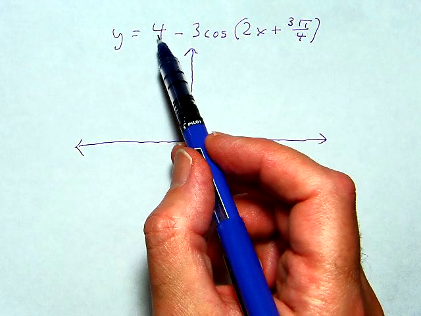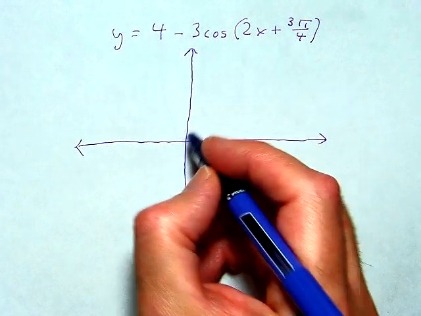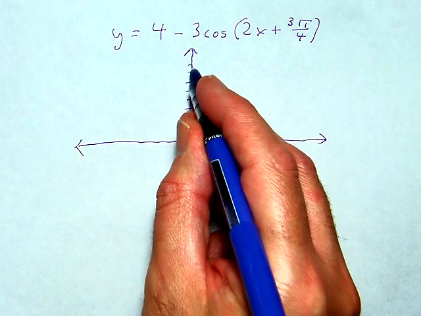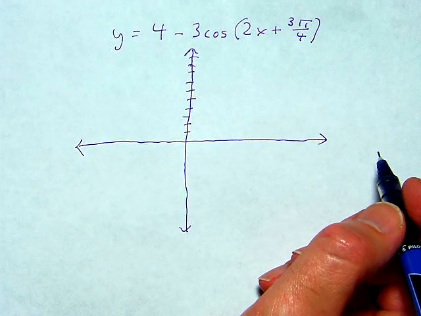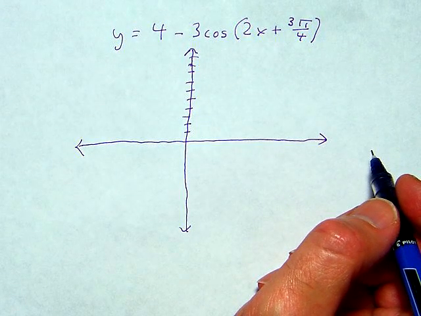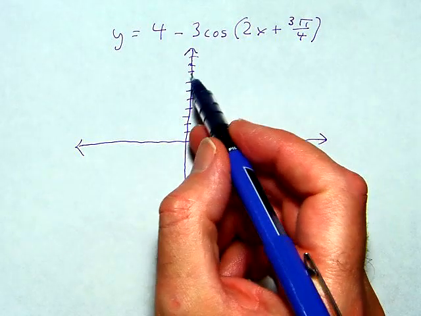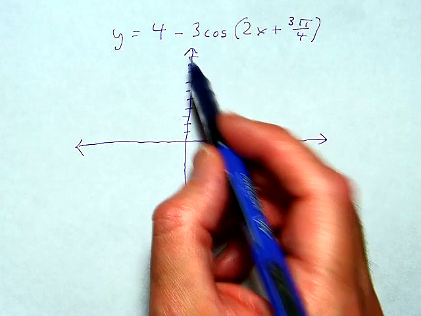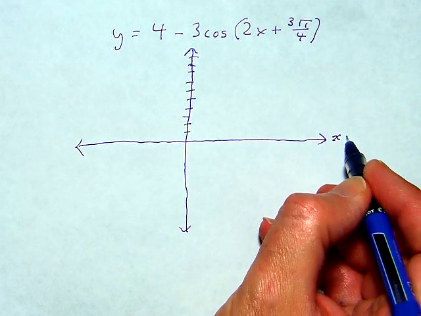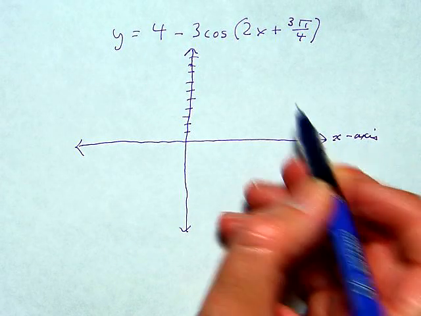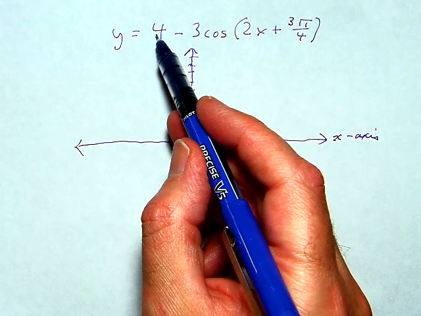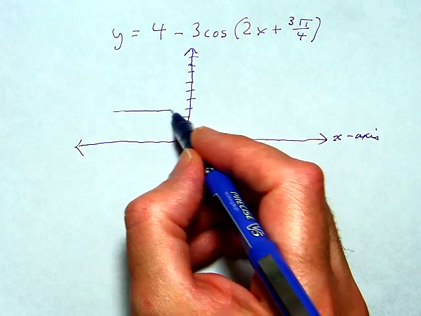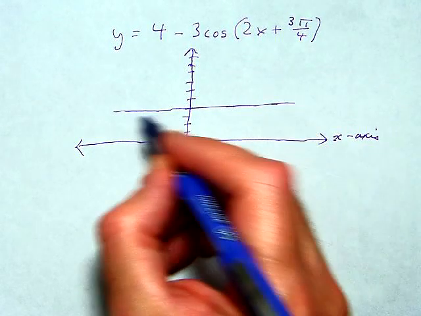So by looking at this, I could see that my vertical shift is a positive 4. So let me sketch in a couple of y ticks: 3, 4, 5, 6, 7, 8, 9, 10. And so I've got a new baseline that's, instead of oscillating around the x-axis, this graph is going to oscillate around the line y equals 4. So 1, 2, 3, 4 is going to be the new baseline for the graph.